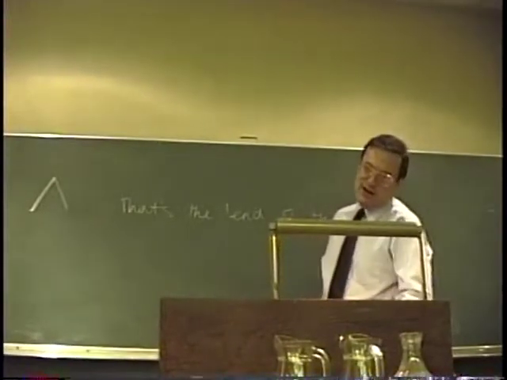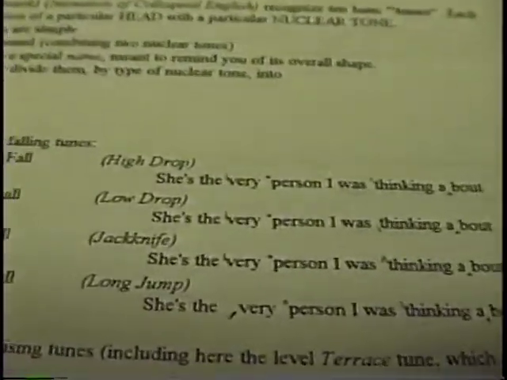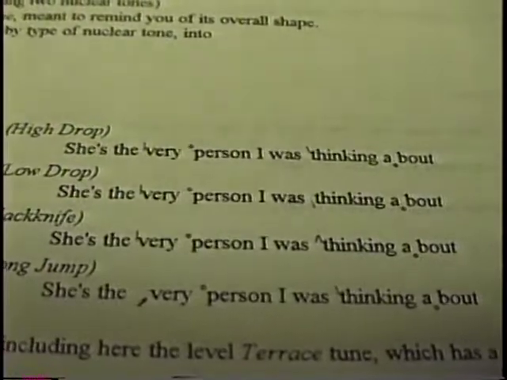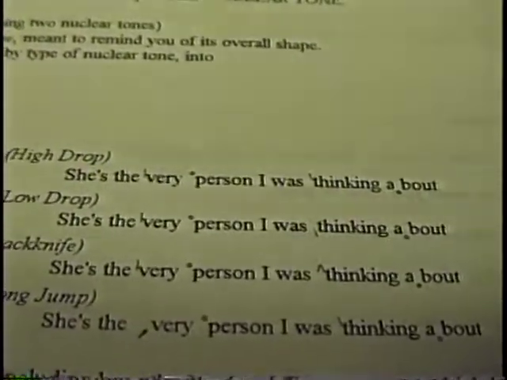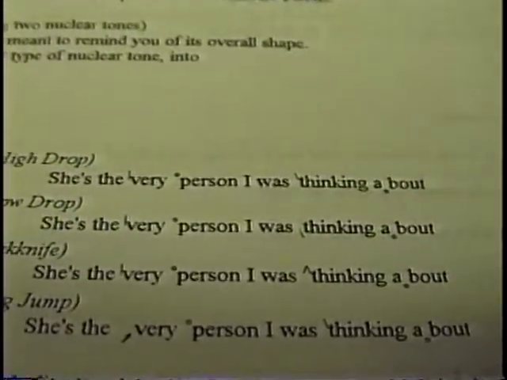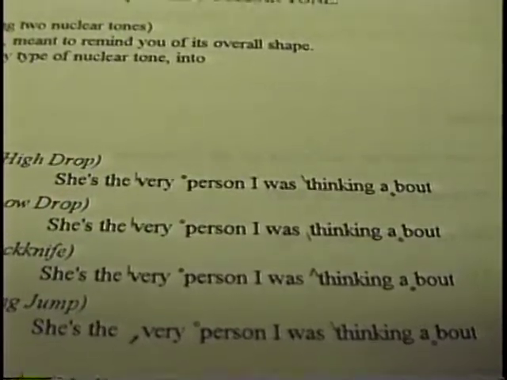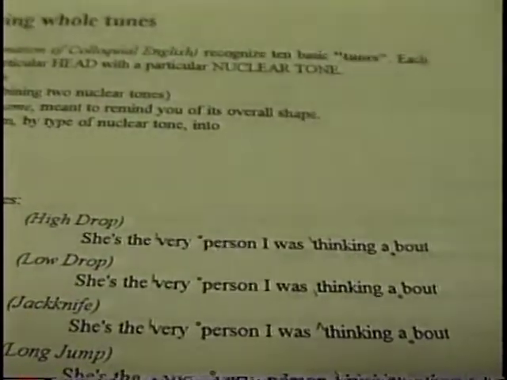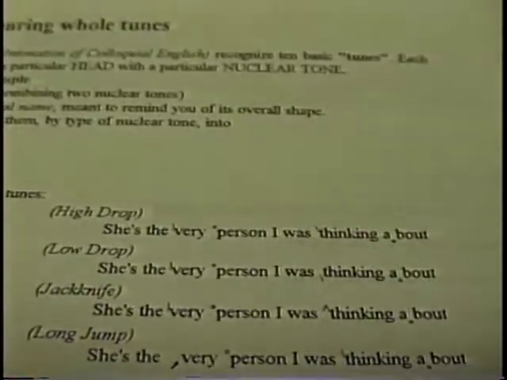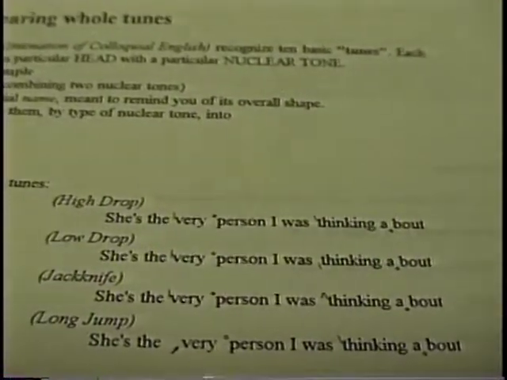Anyhow, that's the jackknife. The last of the falling tunes is the one made up of a rising head and then a high fall. Do you remember the rising head? Da da da da da da da da da. And it always has a high fall at the end of it. This one they call a long jump because it reminds you of a runner. Da takes his long jump at the end. It sounds like this. She's the very person I was thinking about.